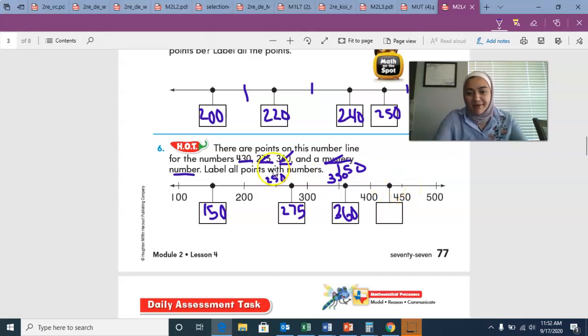Well, what number do we have last? 430. And 430, I know that's the answer because 430 is larger or greater than 400, but it's also less than or smaller than 450. So 430 would go there. There you go. That's exactly how it would look.